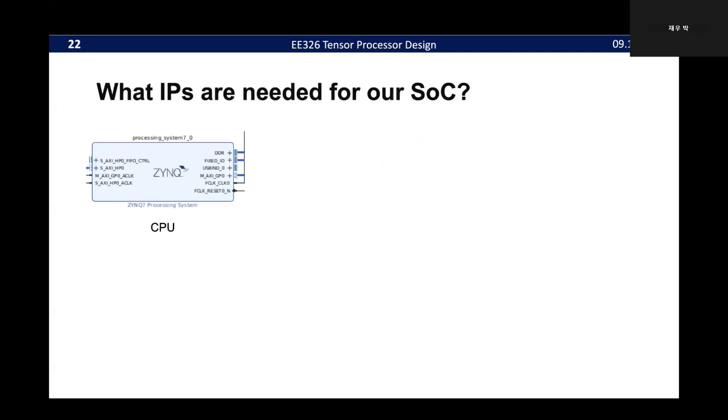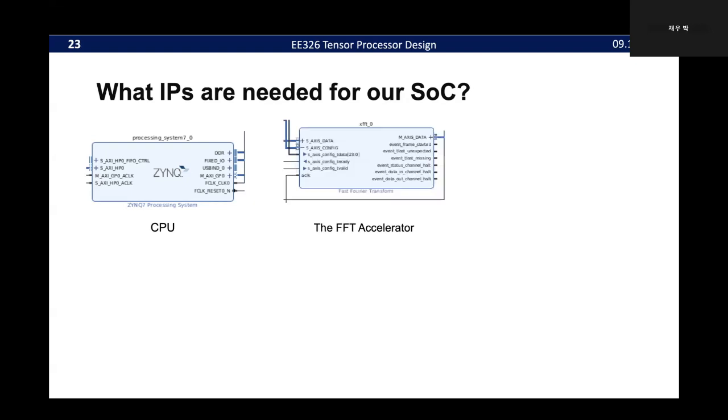So what kind of IPs are actually needed in today's lab session? Well, of course, we need the CPU, which we already have. And then we also need the FFT accelerator, which Xilinx gives to us by default. And I said that in our lab, we will be looking at three important components of an SoC. And there's one thing that hasn't appeared here. What's that?